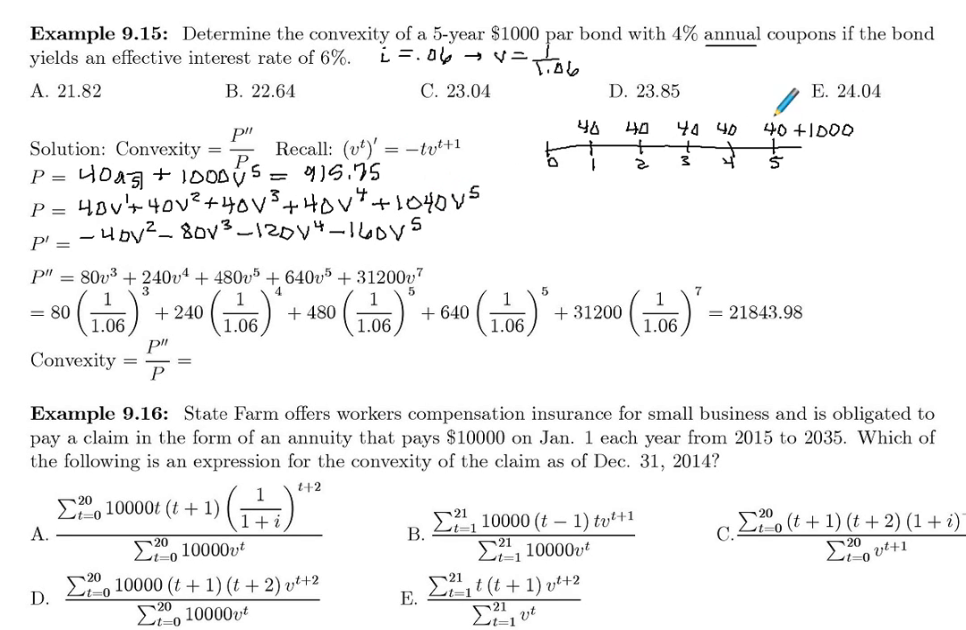Because a total of 1040 is brought back. Negative 5 times 1040 is negative, let's see, 5,000, 5 times 40 is 200, 5,200. And that gets a factor of v to the 6, because we're increasing the exponent each time.